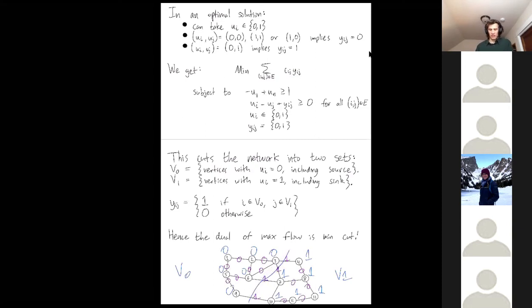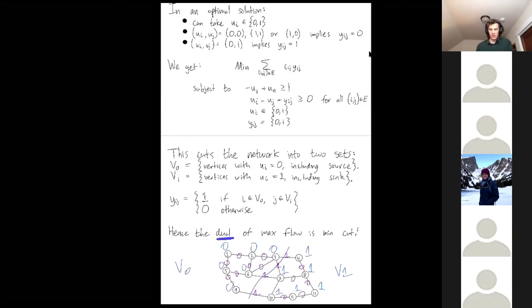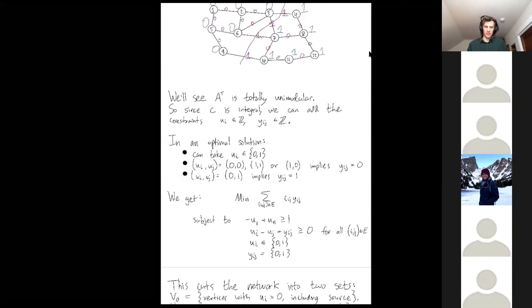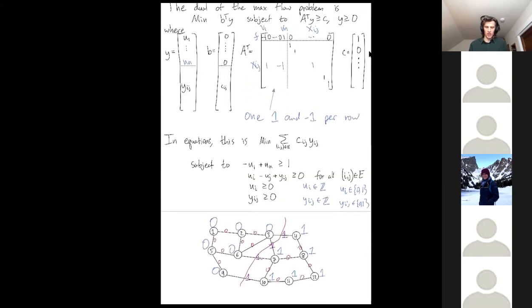So this is a nice overview of why the dual linear programming problem of max flow is indeed min-cut. There are other explanations not relying on totally unimodular matrices, but our argument today relied on that. And what remains is to show that our matrix is indeed totally unimodular, as I'll explain next time.